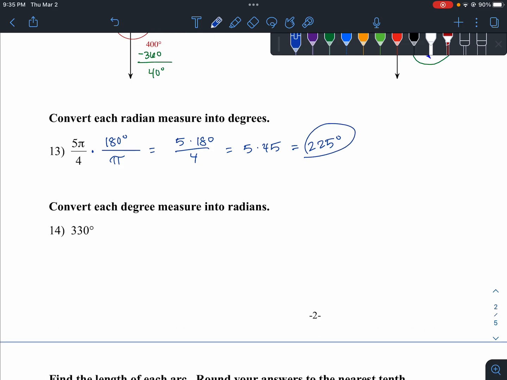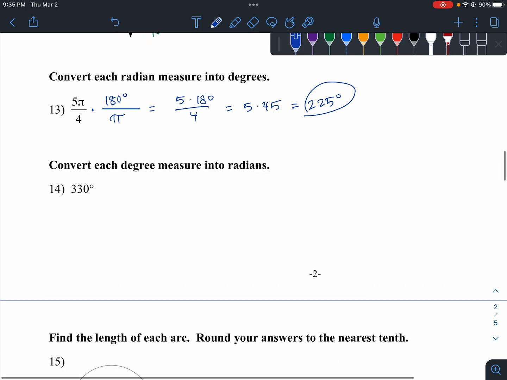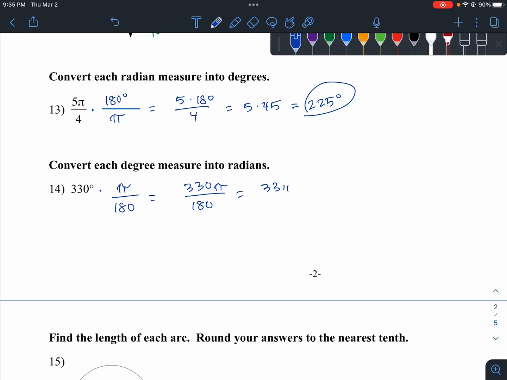Alright, and now this one is in degree measure, and we want to get it to radian measure, so I'll do the reciprocal of what I just did over here. So we'll multiply by pi divided by 180. That's going to be equal to 330 pi divided by 180, which is equal to 33 pi divided by 18. Those are both divisible by 3, so it's going to be 11 pi divided by 6. And there you go.